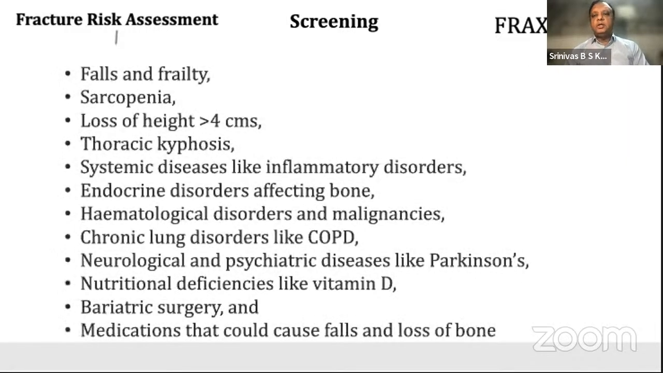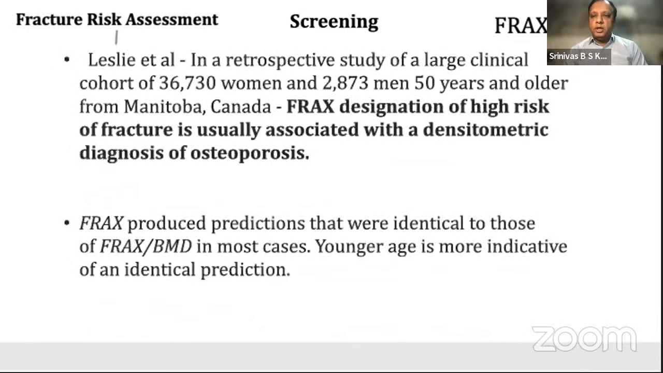There are other risk factors that are not included in FRAX that may influence the occurrence of fragility fractures. And these are listed here, and they include falls and frailty, sarcopenia, loss of height more than 4 centimeters, thoracic kyphosis, systemic diseases like inflammatory, endocrine, hematological, neurological, nutritional, lung disorders, bariatric surgery, and medications. So with FRAX without DEXA, a designation of high risk of fracture is usually associated with a densitometric diagnosis of osteoporosis in about 85% of the cases, according to one study.